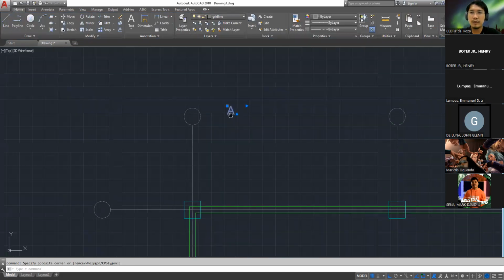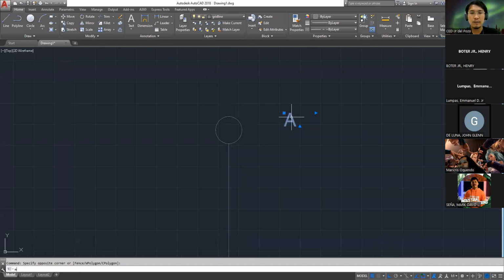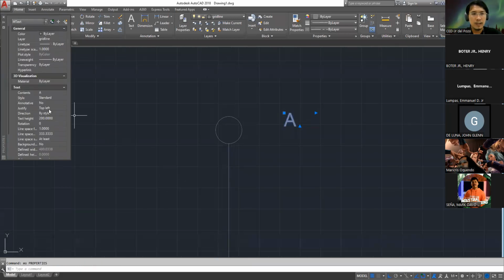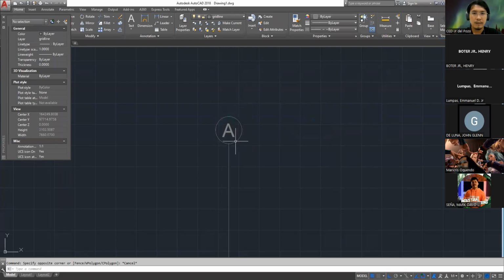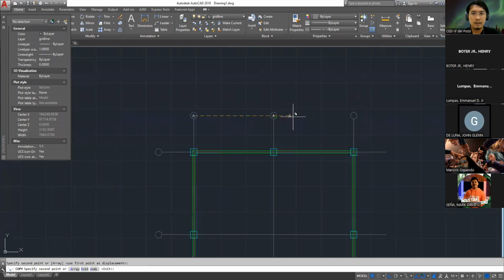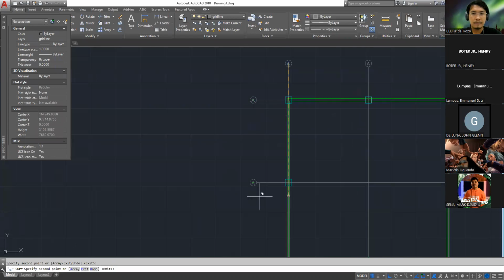Okay. Now, remember kung paano tayo nagigitna ng text. Punta kayo ng MO. Hanapin yung justify, middle center. Click nyo yung box sa gitna and then lagay nyo sa center ng circle. Then, copy nyo na lang yung text. Ayan, paglalagyan nyo na text yan sa gitna.